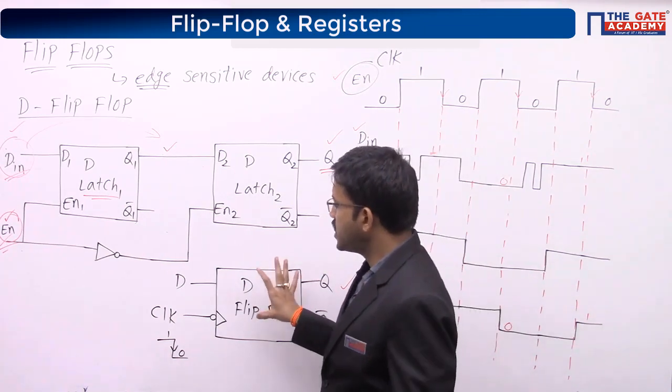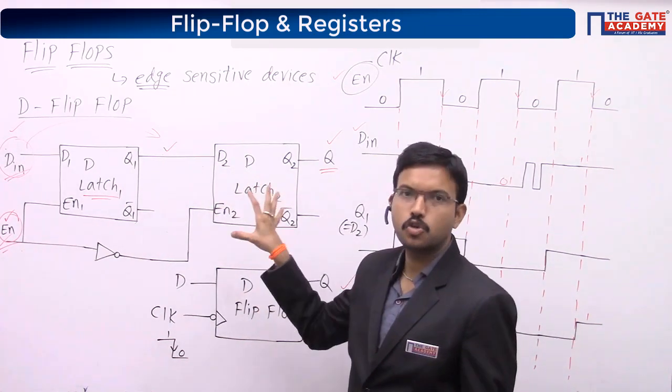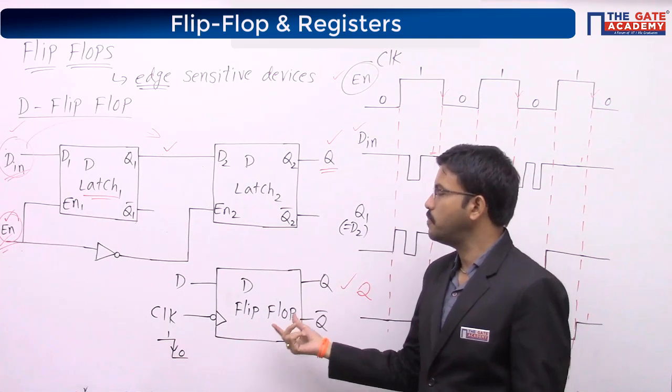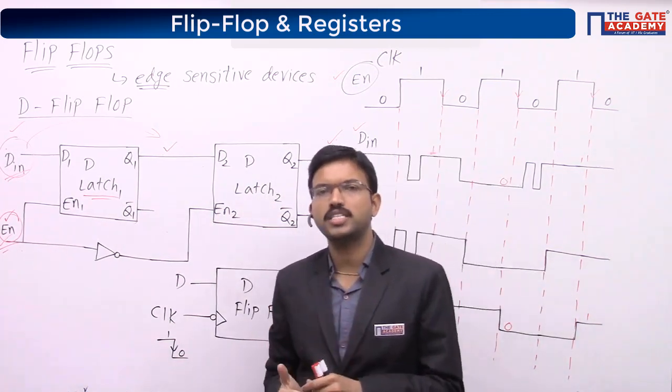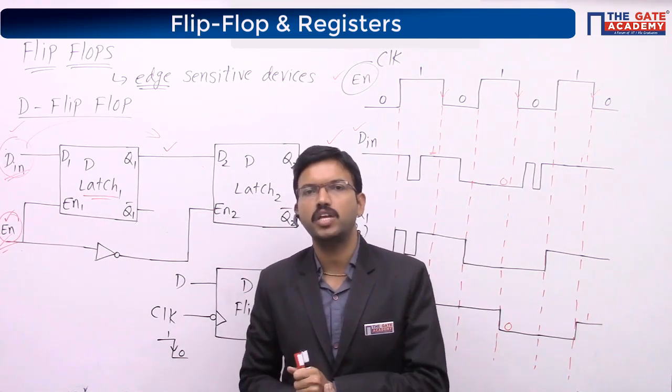Okay, so inside a flip-flop you will be having latches, 2 latches. For a D flip-flop you will be having 2 D latches. Similarly for an SR flip-flop you will be having 2 latches. JK flip-flop also internally you will be having 2 latches, like that, T flip-flop.